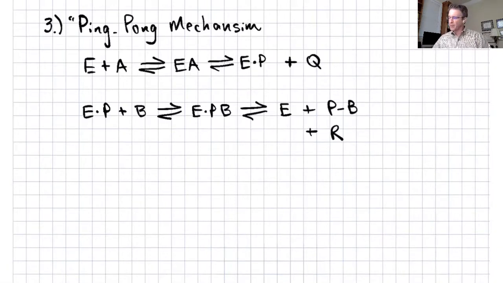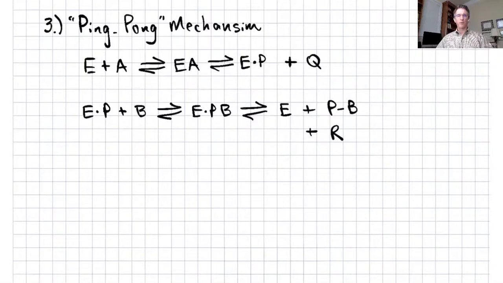Okay, so notice something about the ping pong mechanism, this double displacement mechanism. Something's missing compared to the last two. There's no ternary complex. So in the double displacement or ping pong mechanism, you never form a ternary complex. It's a pair of sequential reactions. The enzyme first interacts with and does chemistry with the first substrate, sometimes releasing a partial product. And only once that's over can the enzyme now bind the second substrate molecule and complete the reaction. Therefore, ping, then pong.